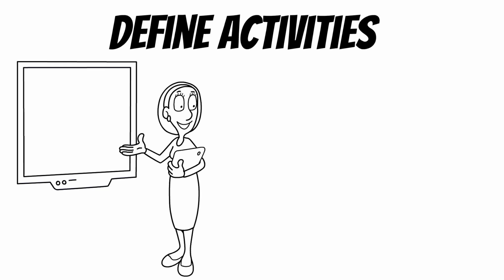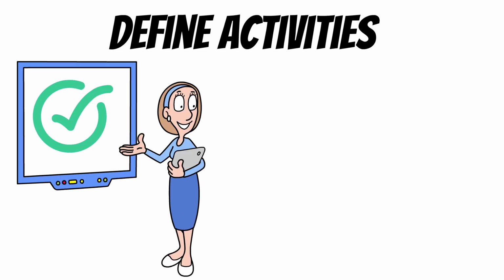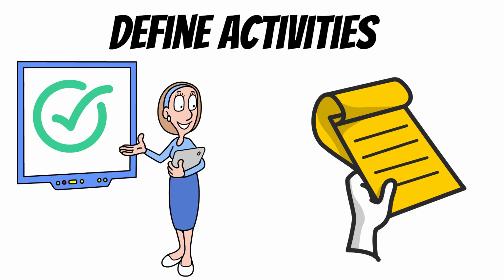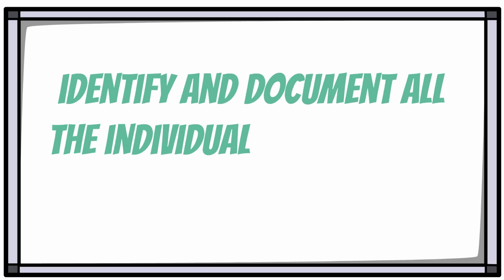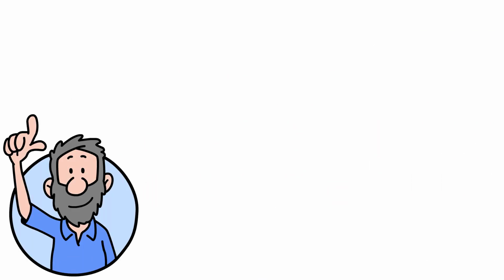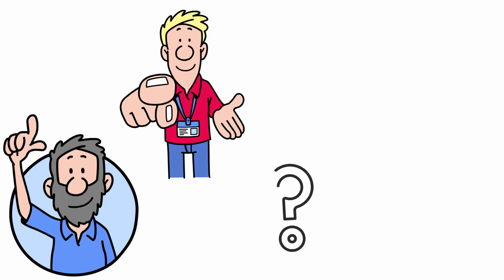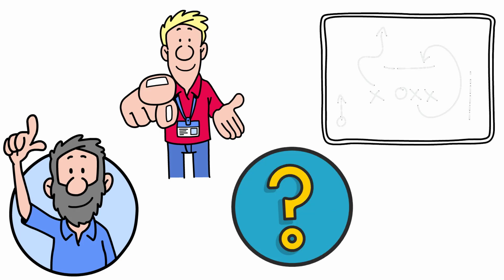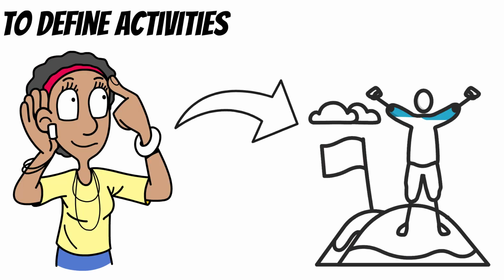All right, now let's get into the Define Activities process, the step where we go from broad project deliverables to a real, actionable task list. Define Activities is the process where we identify and document all the individual tasks needed to complete the project work. This step is crucial because if you don't know what needs to be done, how can you plan for it? You need to break these tasks down. To define activities, you don't just start listing random tasks. You need a solid foundation.